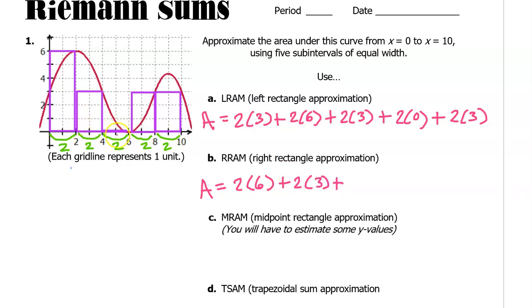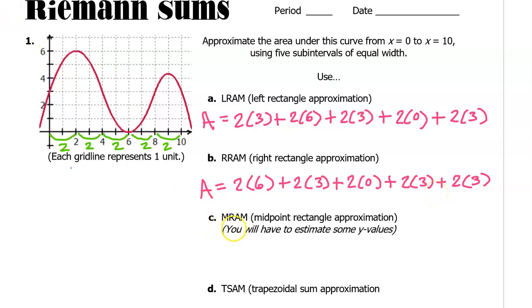And then here comes my strange 0 rectangle, so I'll just put that in as 2 times 0. My fourth rectangle, base times height, is 2 times 3. And then the last rectangle, again, base times height is 2 times 3. And you can feel free to go ahead and calculate this out and get a single number if you want to, but I'm going to leave it like this, and the AP graders would give you full credit for this answer.